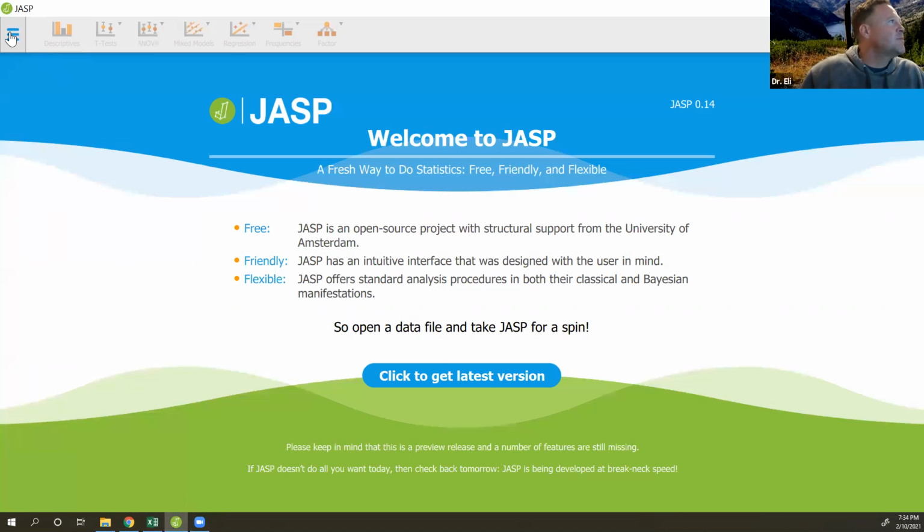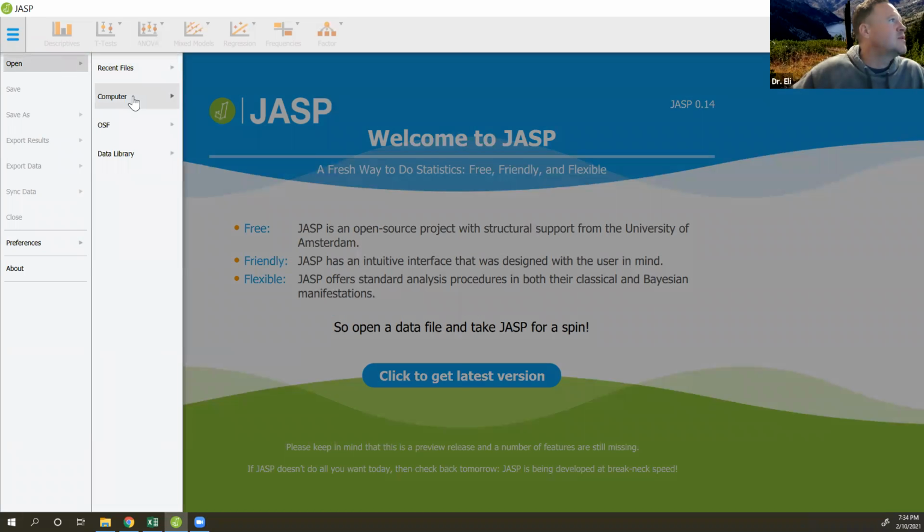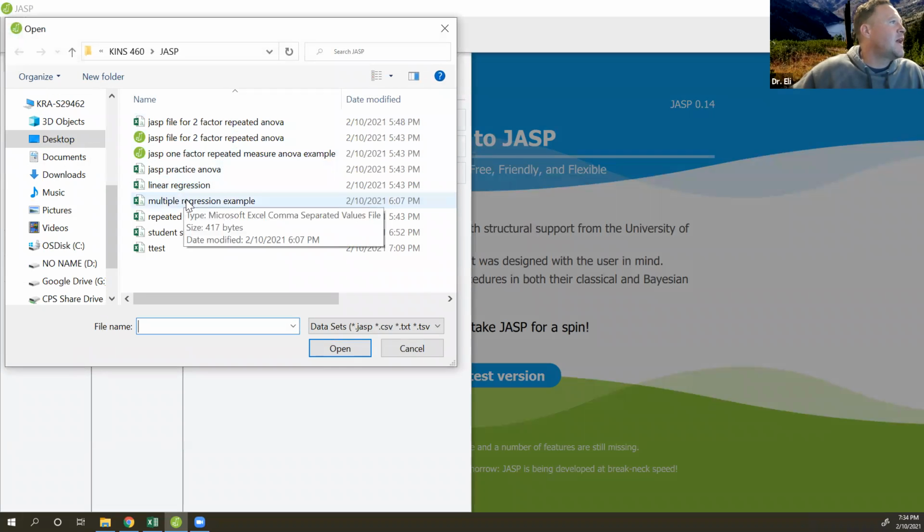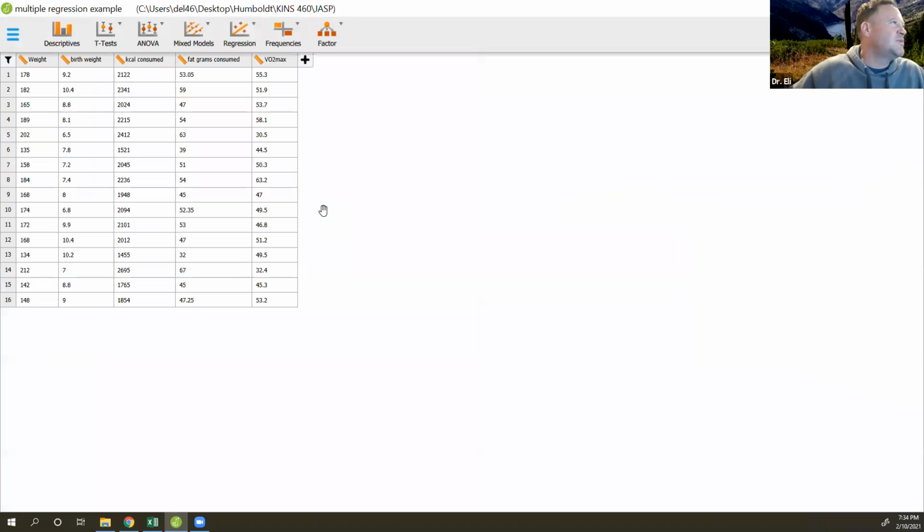So I have my JASP. I'm going to open up, go to computer, JASP, and I have a multiple regression example, but it's all right. It's going to look just like it did in Excel. But if I pretend I don't have these columns because I just had these ones in Excel at the time, it would only upload those two. So I want to do a regression because I want to know, is there a relationship between weight now as adults versus birth weight?